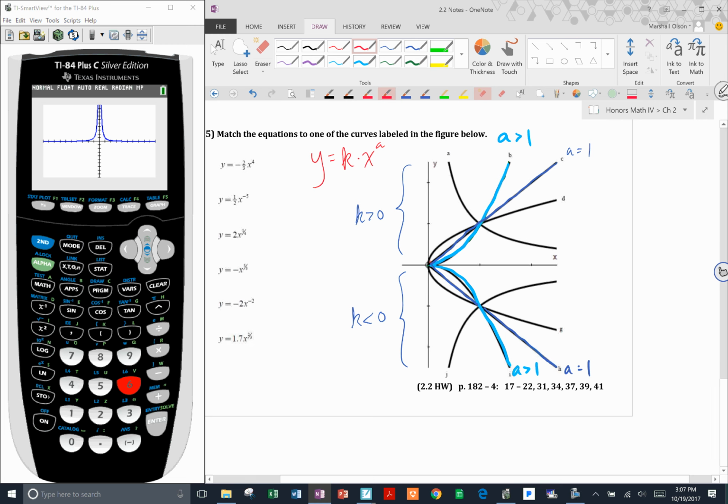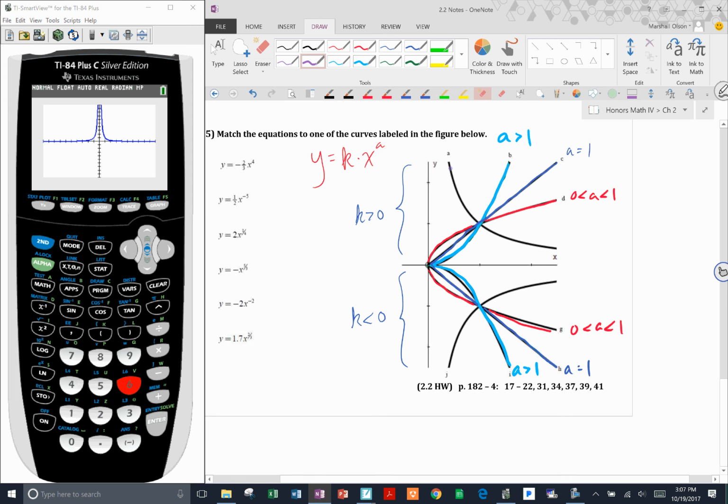I see curve D kind of reminds me of that square root function that we had. And so does its counterpart down here, G. So in both of these, we know that A is between 0 and 1. Maybe it's a square root, maybe it's a cube root, but it could be any value between 0 and 1.